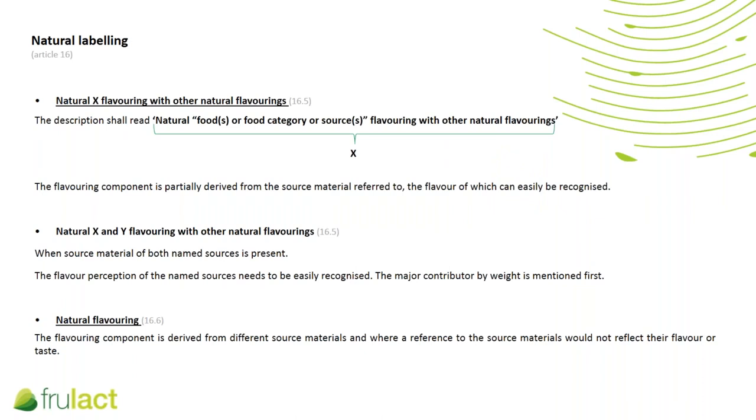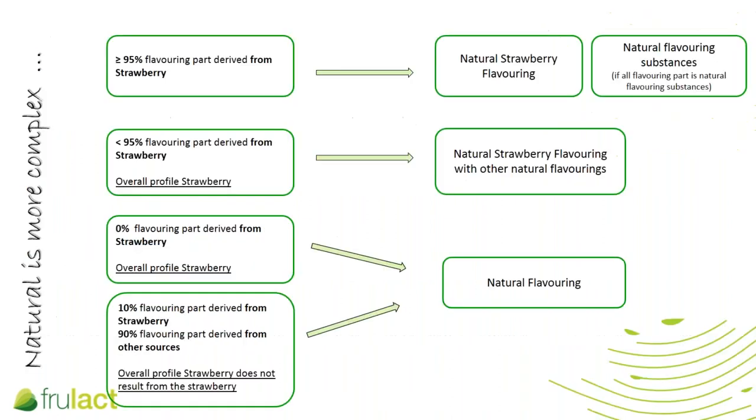So, another possibility, I already talked to you about natural flavoring substances and natural X flavoring. This slide is on natural X flavoring with other natural flavorings. It's when the flavoring component is less than 95% of the source material referred to. It can also be labeled as natural X and Y flavorings with other natural flavors when we have more than one named source, and they are both easily recognized. The last one, natural flavoring, is when the flavoring component is derived from different source materials and where a reference to the source materials would not reflect their flavor or taste. I can promise you that with the examples, it will be quite easier.